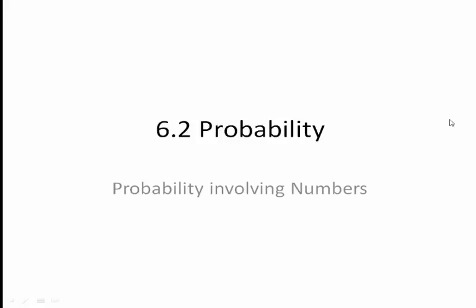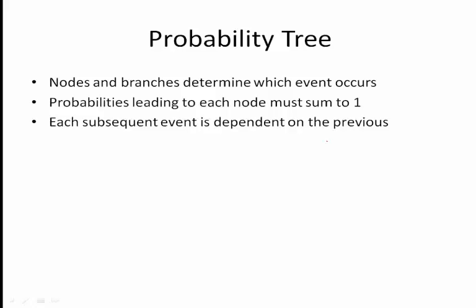In this lesson, we'll be learning how to deal with probabilities involving numbers. To tackle probability involving numbers, we don't draw Venn diagrams. We draw a probability tree instead. I'm pretty sure most of you have seen something related to this before, where we're dealing with principles of addition and multiplication. So just to refresh, a probability tree will look something like this.